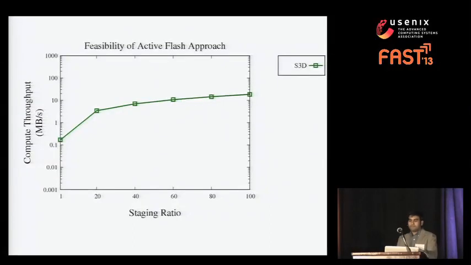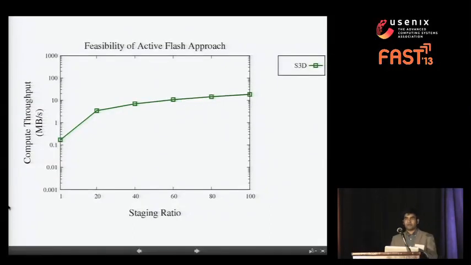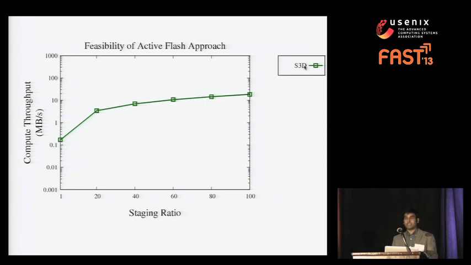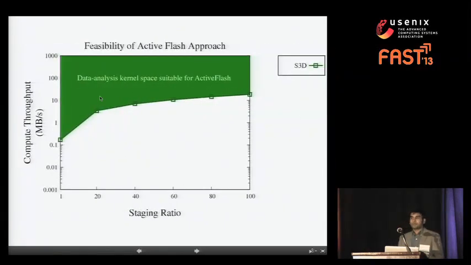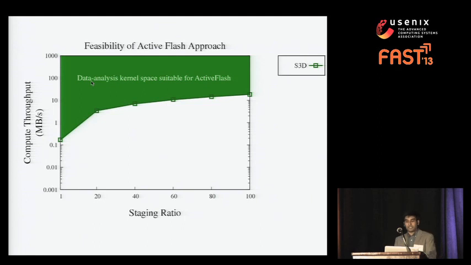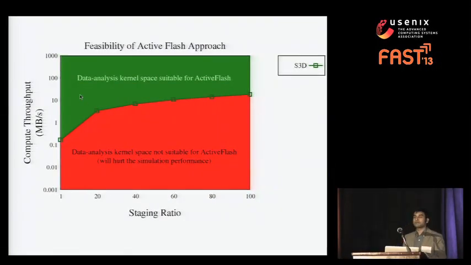So let's see. What do we really have? This inequality: the compute throughput that needs to be there for an analysis kernel for a given application. Remember S3D? S3D is a leadership computing application where, as you change the staging ratio, the analysis kernel that you can place is getting higher and higher. So it needs to be less compute intensive. In other words, the area where the data analysis kernel space can lie is above that bar, which is the green area. And if the compute throughput for that analysis kernel is any lower than that, then you cannot place that. Of course, you can place it, but it will hurt the simulation performance.